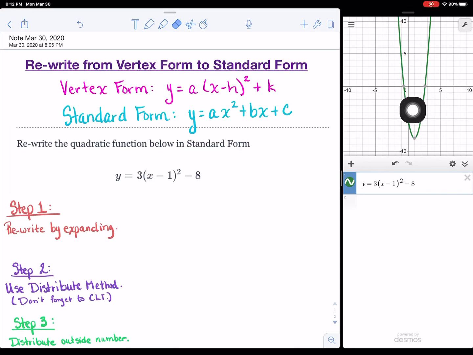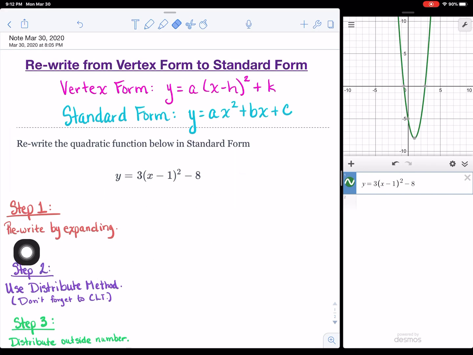Hello guys, today we are going to rewrite from vertex form to standard form. I went ahead and wrote your vertex form and your standard form. So here's an example from Delta Math where we're going to rewrite it to standard form.